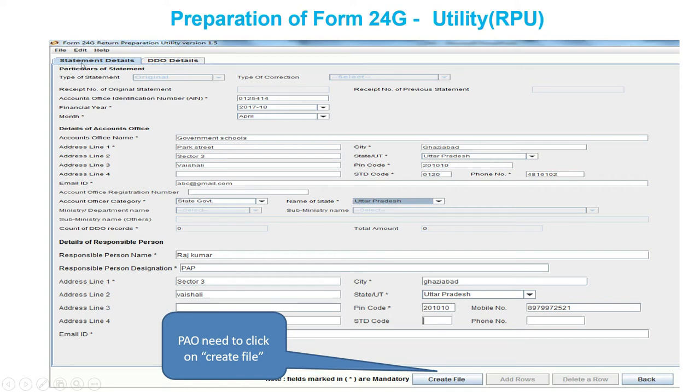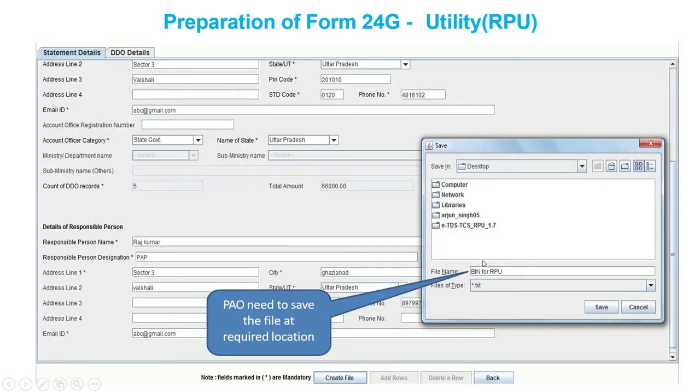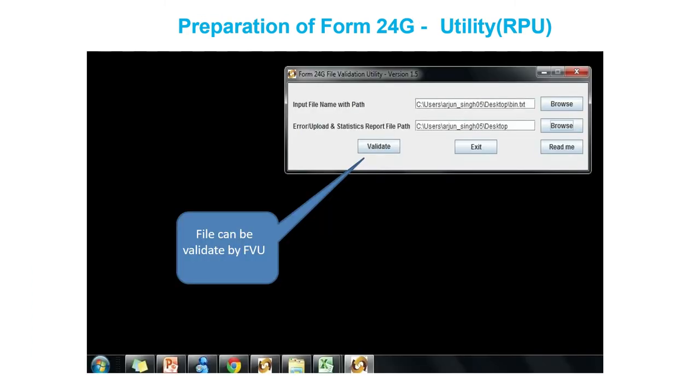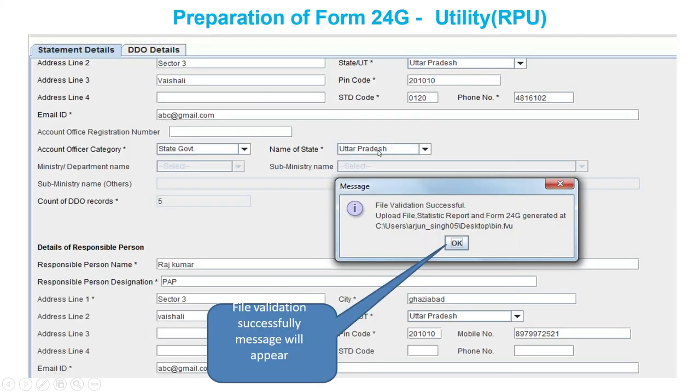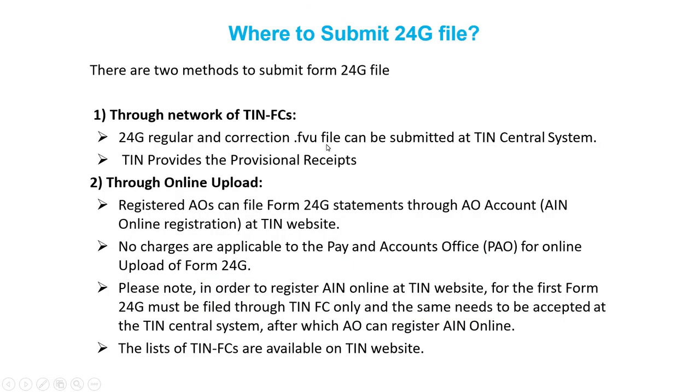After filling statement details and the DDO details, click on the create file. After clicking on create file, a file will be created which has to be saved at a location. After saving the file, a FVU file has to be generated, that is file validation utility. Now validate and create the FVU file. After clicking on validate, you will receive a pop-up saying that the file validation is successful. Click on OK.